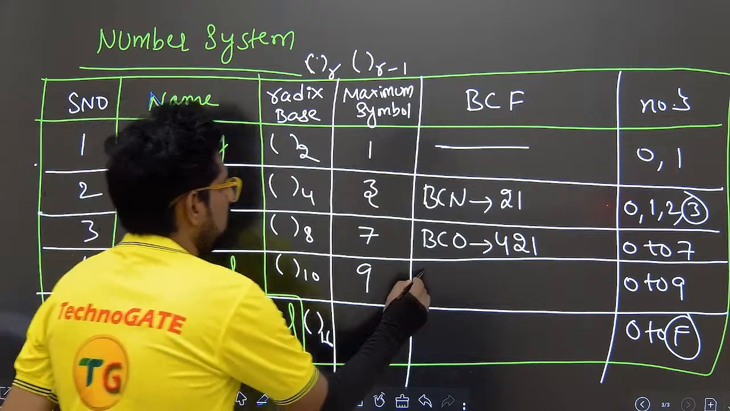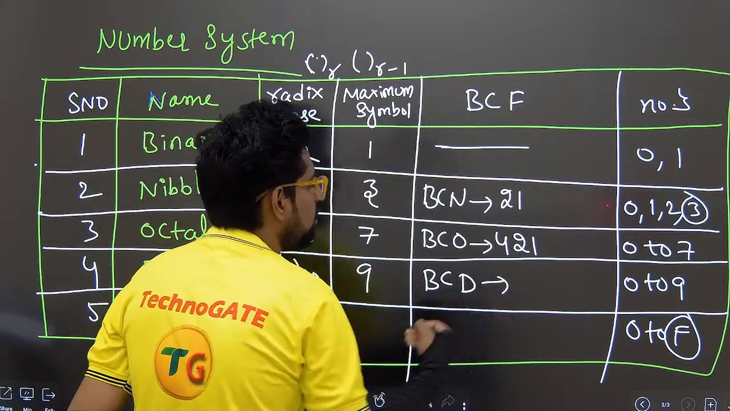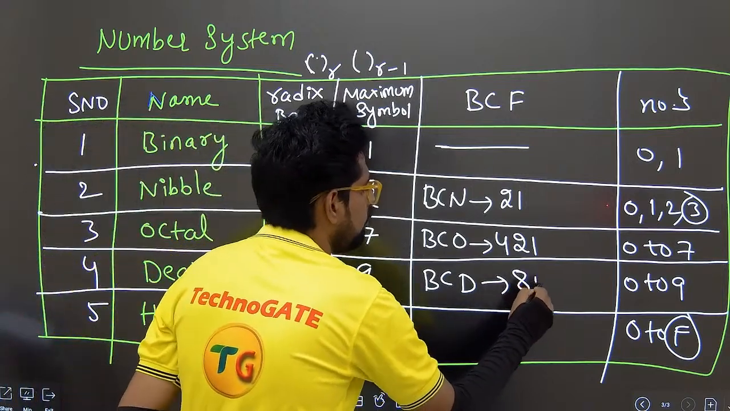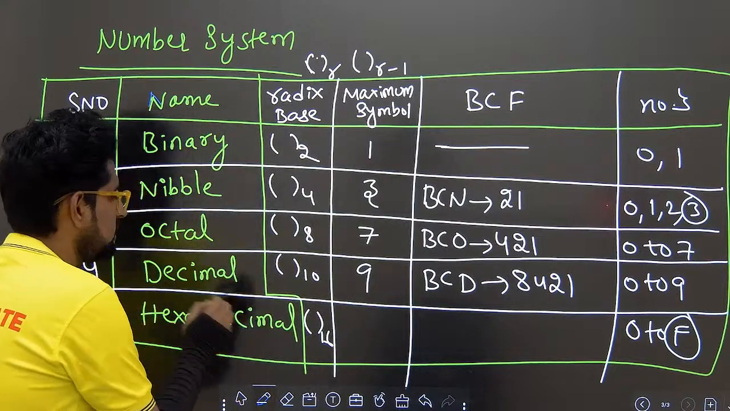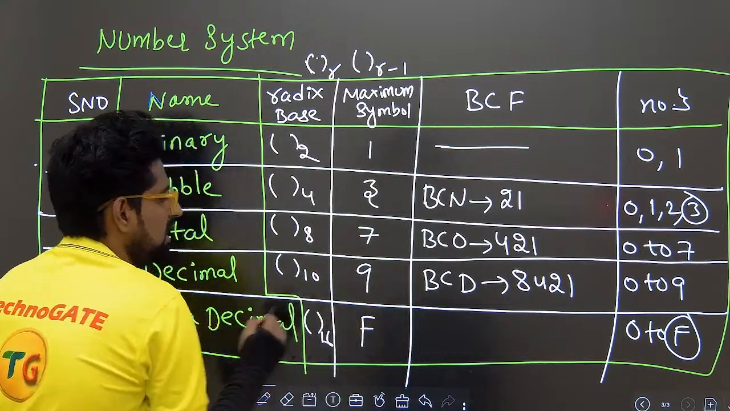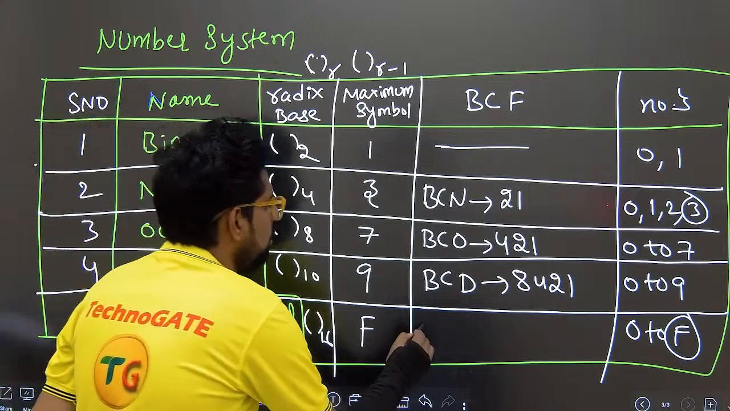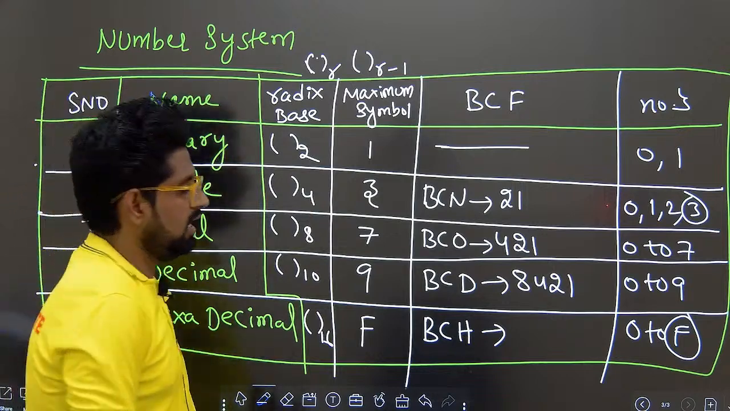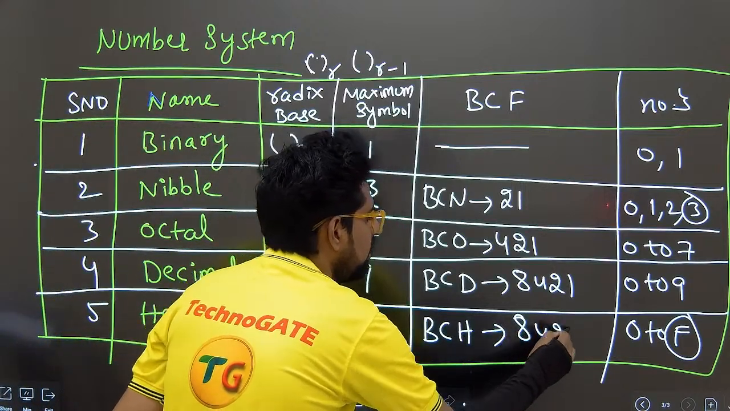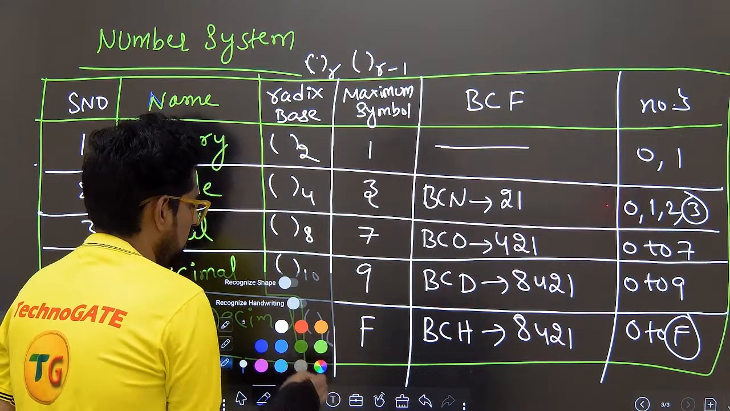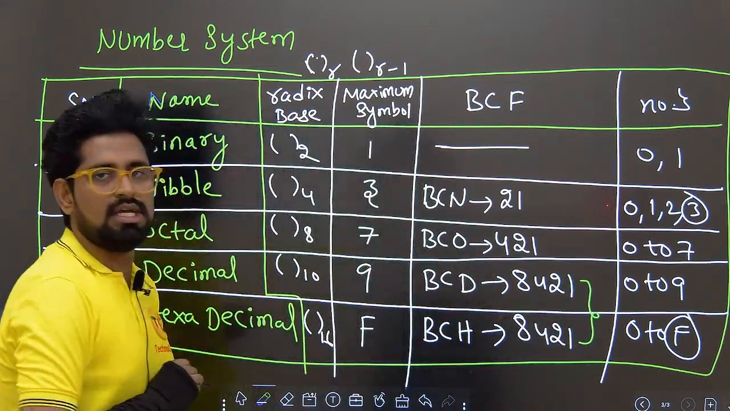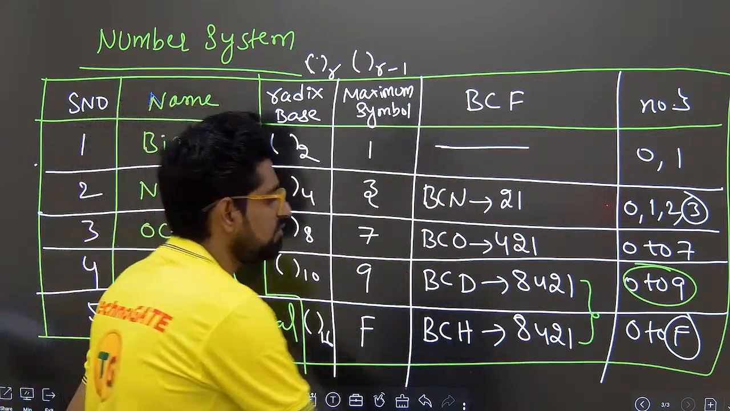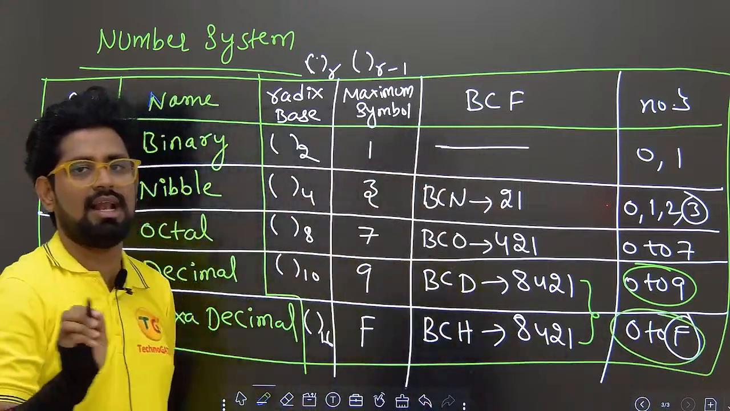Next, decimal BCD, binary coded decimal. The code is 8421. Next, hexadecimal. Hexadecimal means maximum symbol is 15, F. So BCH, binary code for hexadecimal. Here the code is also 8421. Then what is the difference between these two, sir? The difference between these two is BCD is valid from 0 to 9 only, whereas BCH is valid from 0 to 15. This is the clear cut difference.